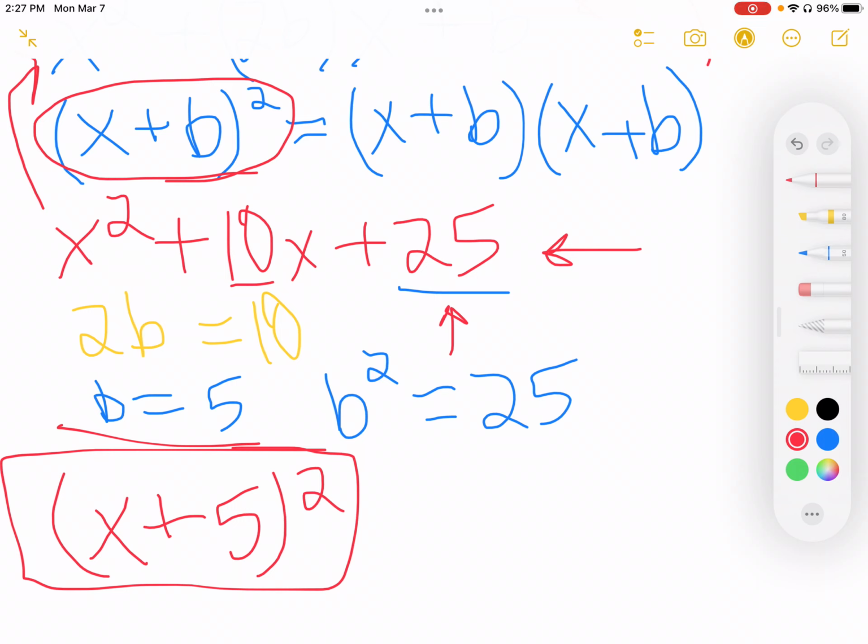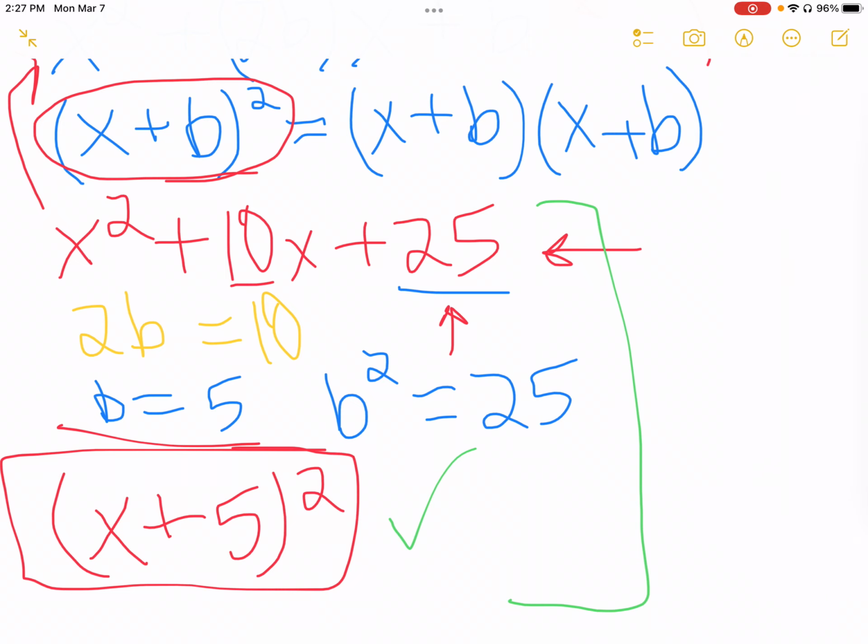So you can see it's just this piece of work right here. We just had this that was given originally in the top there. 2b is equal to 10, so then b is 5. We can write x plus 5 squared. So we got that. Now let's look at one more example real quick.